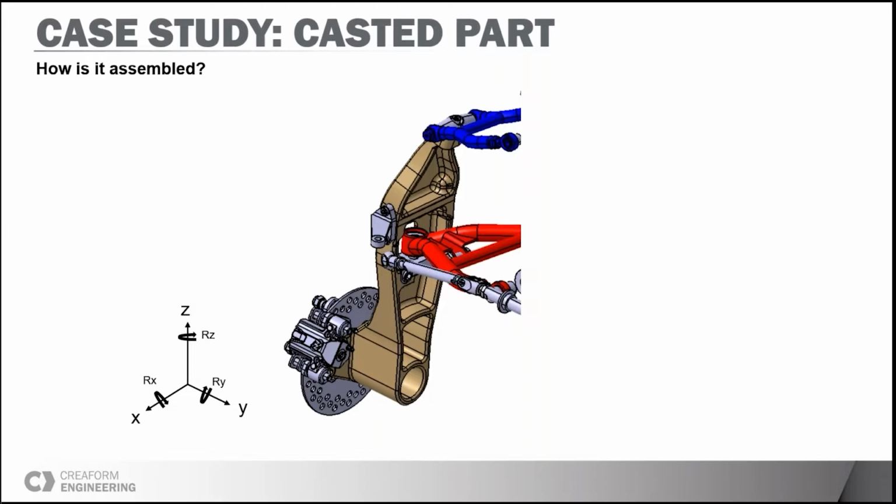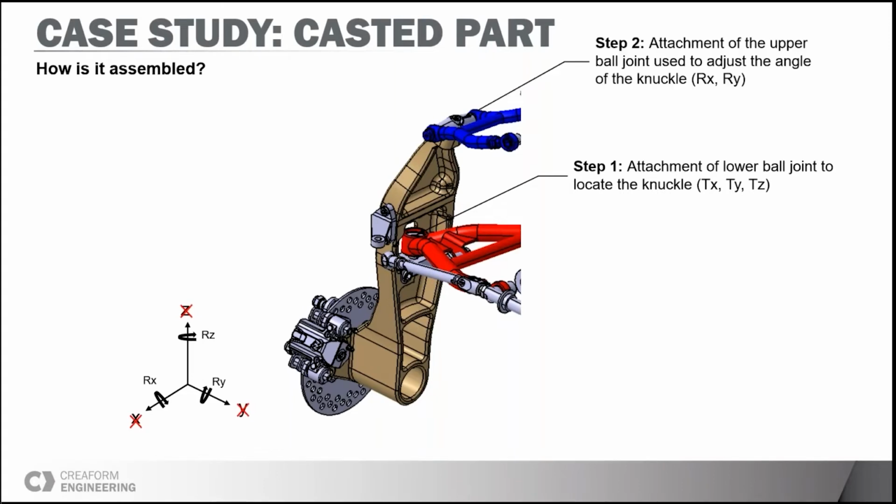First, we'll have the ball joint that will hold the part at its center. This type of connection will lock all degrees of freedom in translation, but our part will remain free to rotate in any direction around that point. Then we will attach the second joint at the top of the part. This connection will have the effect of locking the rotation in X and Y, like this. Once these two connections have been made, the only movement that the part will be able to make is to rotate around the Z axis. That last degree of freedom will be constrained by bolting the last interface, the steering arm of the vehicle.